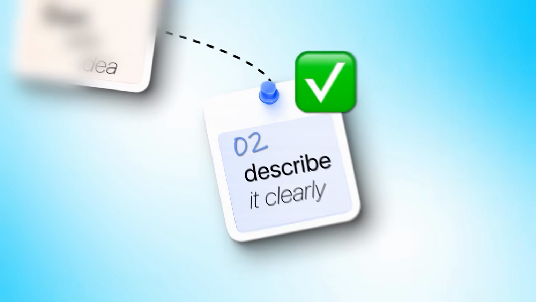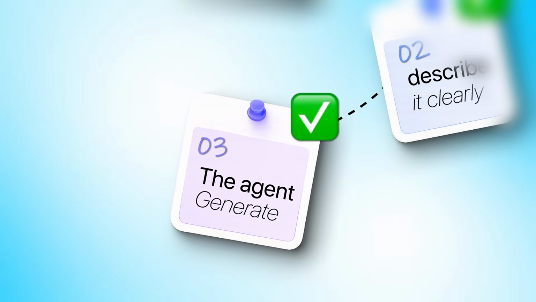So the overall flow is simple. You start with an idea, you describe it clearly, then we let the agent generate the initial version, and then we refine it step by step. And as we continue, the agent builds context from our earlier prompts, so each iteration becomes faster and more aligned with what we actually want.